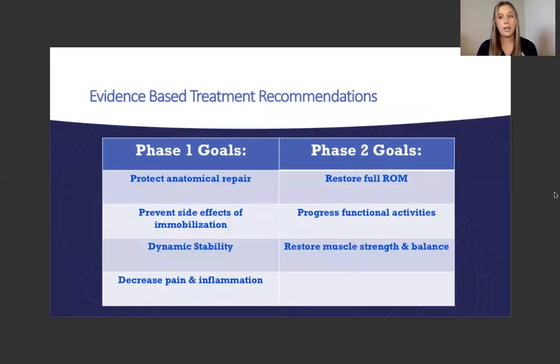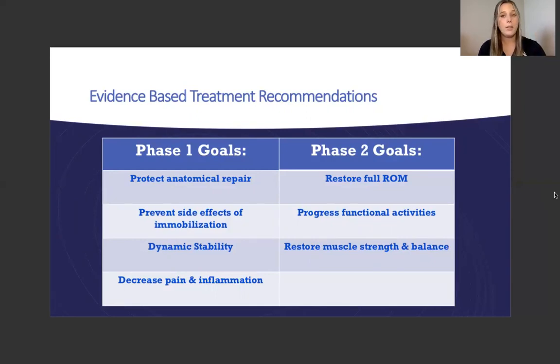So, evidence-based treatment recommendations. Treatment recommendations for labral tears, like I said, will be unique to each patient, but with an overall goal of restoring and enhancing dynamic stability. So just an overall goal of enhancing that dynamic stability of the shoulder joint.